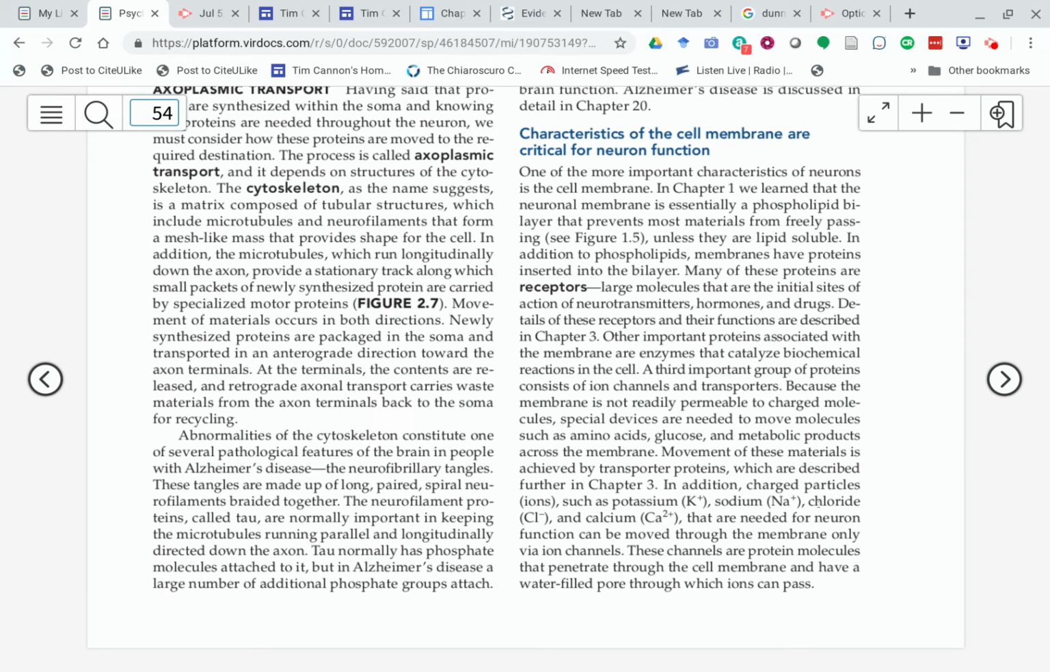And now we're getting into sodium, potassium, chloride, and calcium. Sodium and potassium we spend most of our time with, but calcium is critical for the release of neurotransmitters.